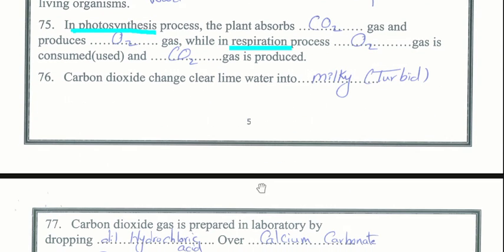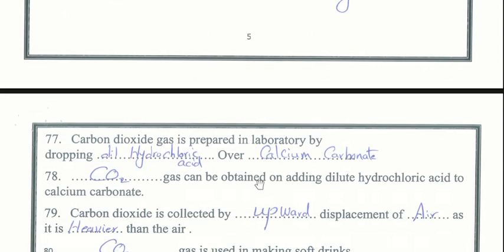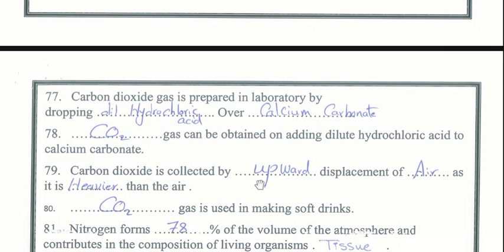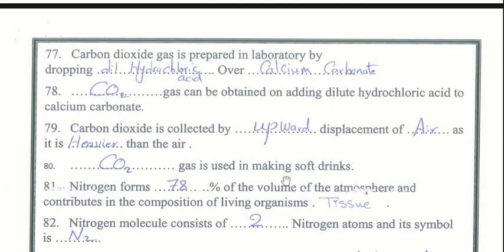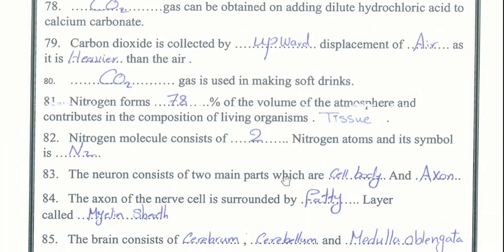67. Carbon dioxide gas changes clear lime water into milky or turbid. 75. Carbon dioxide gas prepared in laboratory by dropping dilute hydrochloric acid over calcium carbonate. 78. Carbon dioxide gas can be obtained by adding dilute hydrochloric acid to calcium carbonate. 79. Carbon dioxide gas is collected by upward displacement of air. Why? Because it's heavier than air. 80. Carbon dioxide gas is used in making soft drinks.